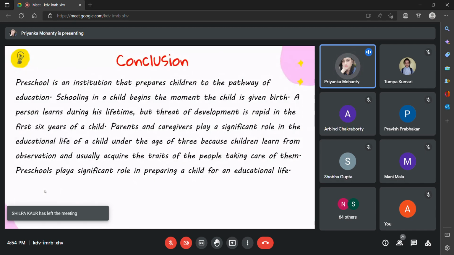Conclusion. Preschool is an institution that prepares children for the pathway of education. Schooling begins the moment a child is born. A person learns during his lifetime, but the rate of development is highest in the first 6 years of the child.